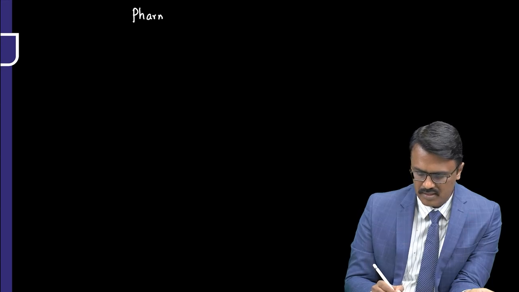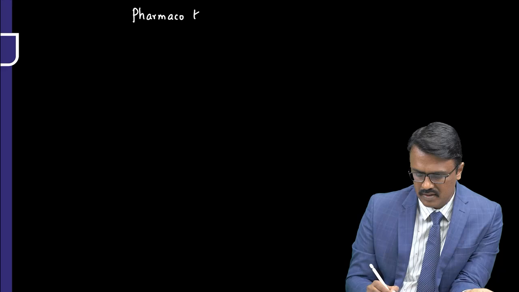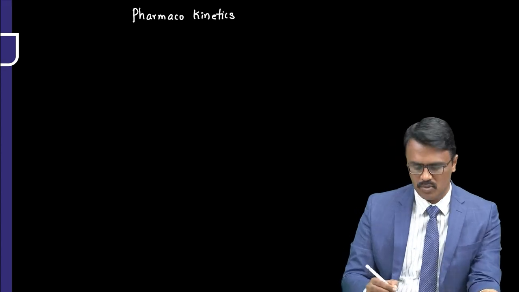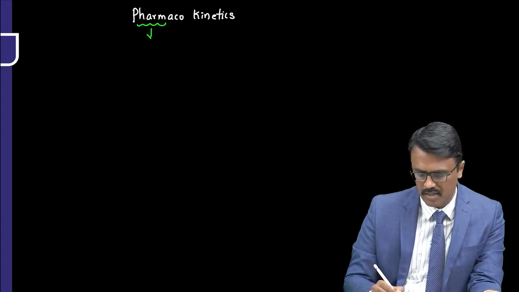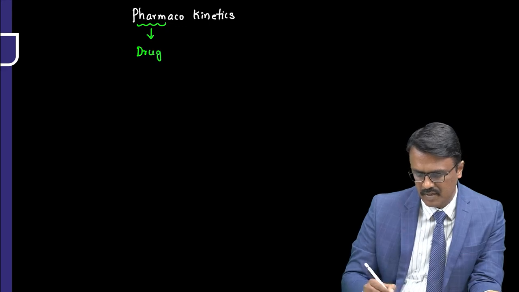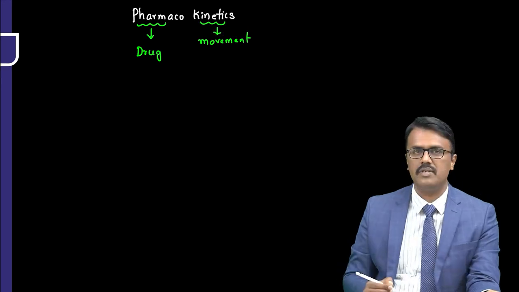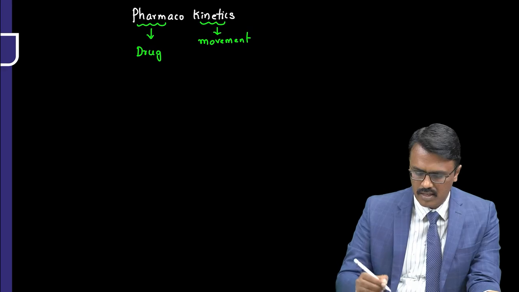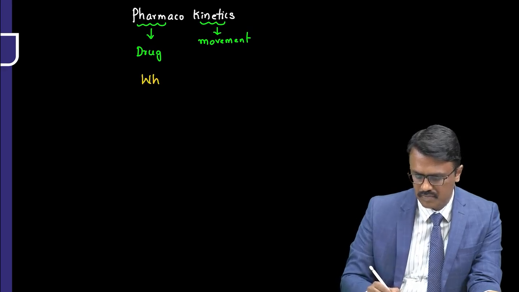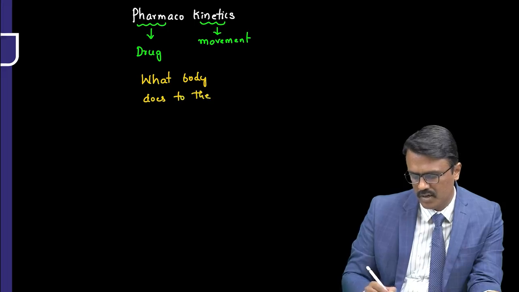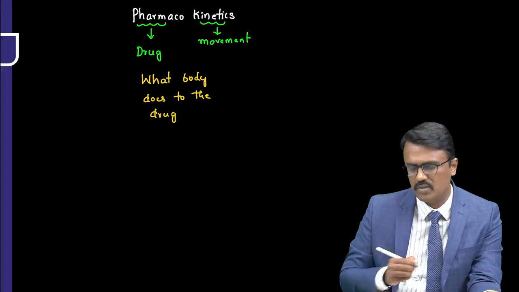So the name is pharmacokinetics. I told you it is two words. So pharma means drug and kinetics means movement of the drug. So kinetics stands for movement of the drug. So you can also call it as what the body does to the drug. So pharmacokinetics is also called as what the body does to the drug.